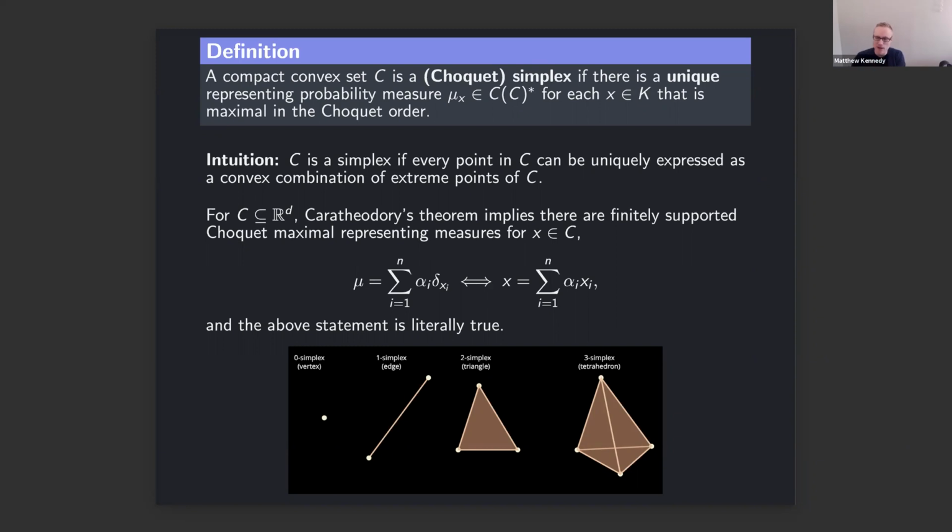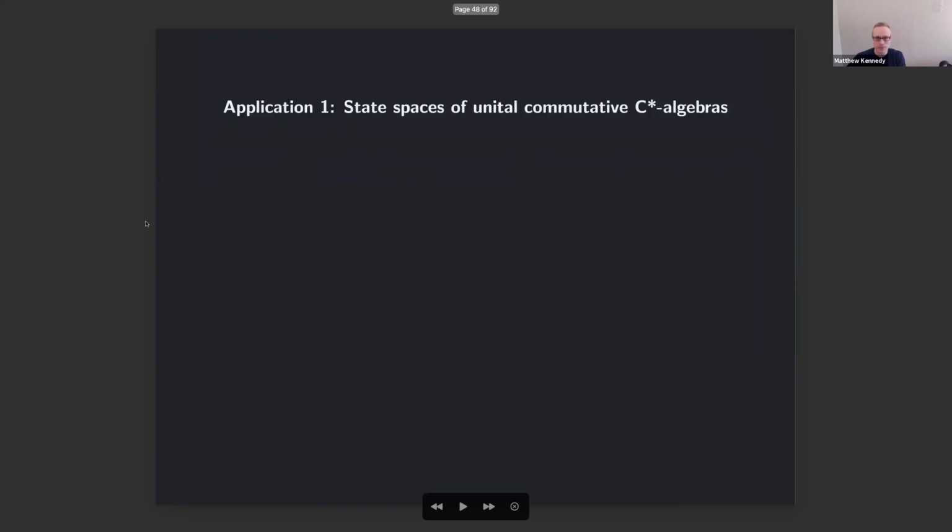And it's this property of having unique maximal representing measures that I want to single out. And I want to apply this. I want to talk about several applications of simplices that I'm then going to mention generalizations of in the non-commutative setting. So the first application is giving a characterization of state spaces of unital commutative C-star algebras.